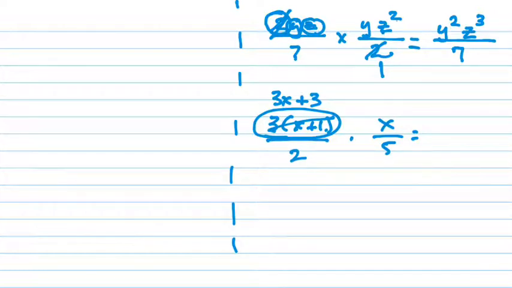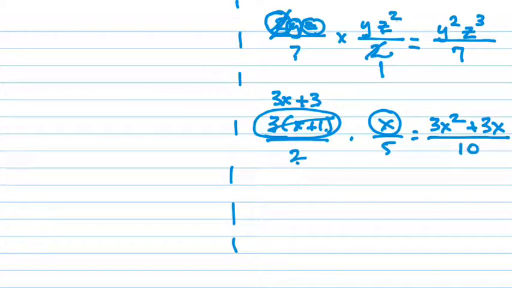And then I'll take that times what? So 3x times x is 3x squared. Excellent. Positive 3 times x is 3x. Positive 3x, right? You have to have a sign. And in the bottom, 2 times 5 is? And there you go.